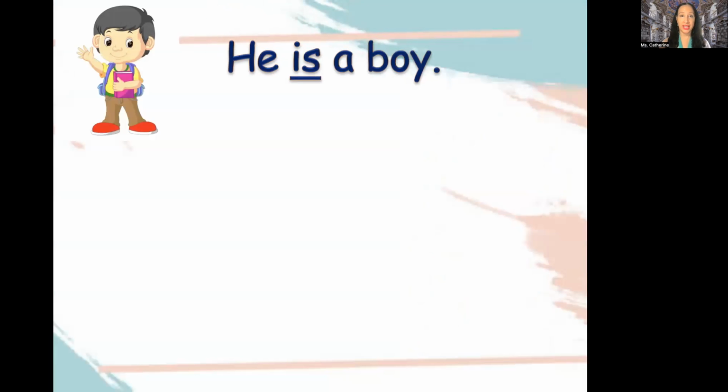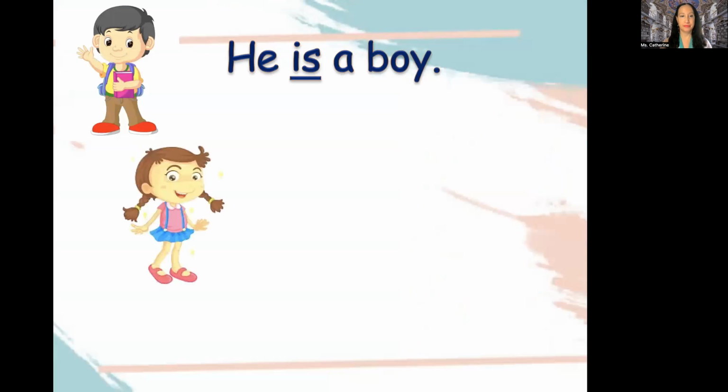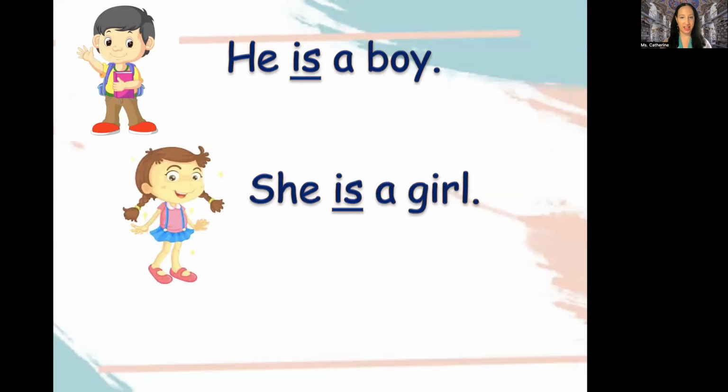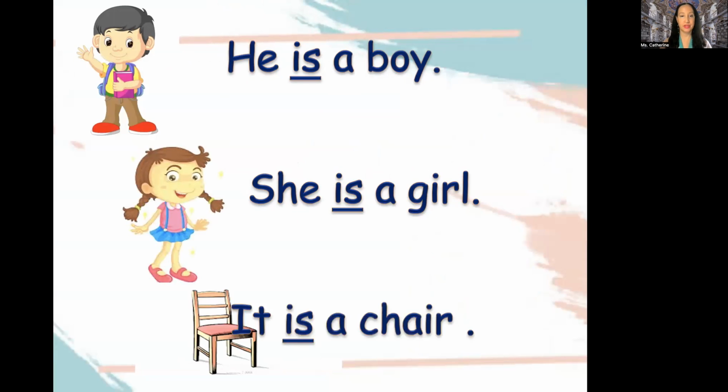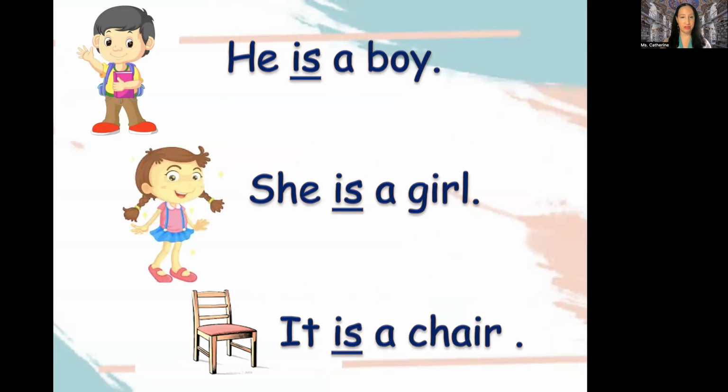This is a boy. He is a boy. What's this? That's right, a girl. She is a girl. What's this? That's right, a chair. It is a chair. Okay, so a thing would be the chair. Good job, everyone.